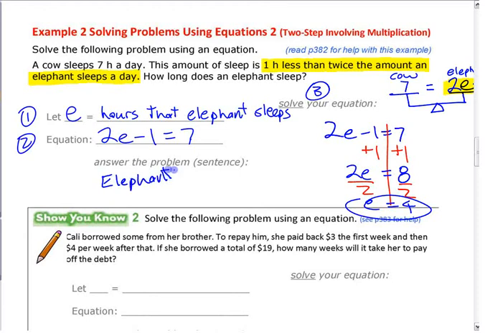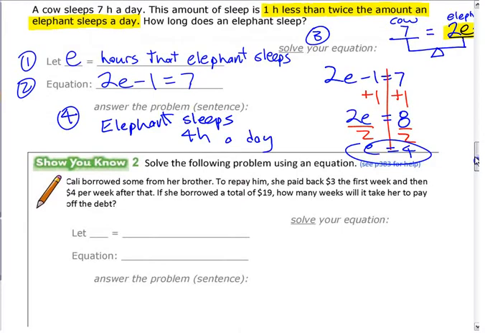Elephant sleeps 4 hours a day. Okay? And that's step 4, answering it, right? Okay, each of those 4 steps. Afterwards, you're going to try doing this one.